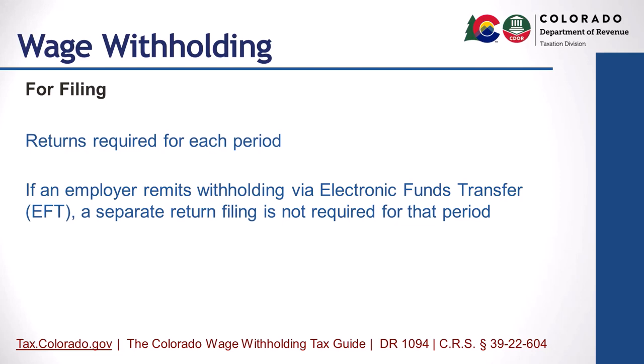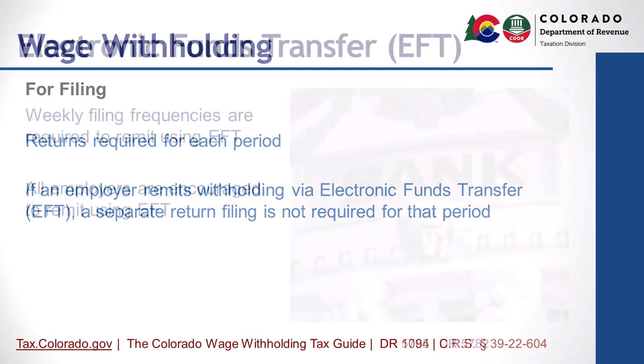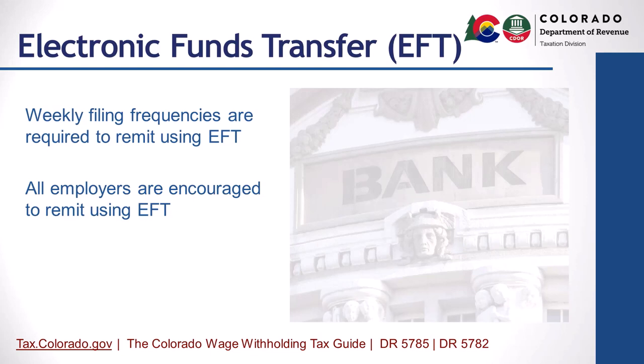If no tax is due for a period, an employer can report 0 tax through the EFT system. If an employer remits withholding via EFT, they are not required to file any separate return for that period. Any employer who is required to file and remit wage withholding tax on a weekly basis is required to remit payment via electronic funds transfer, or EFT. While some employers are required to remit using EFT, all employers are encouraged to use EFT for withholding remittance, as EFT payments reduce processing delays and errors.